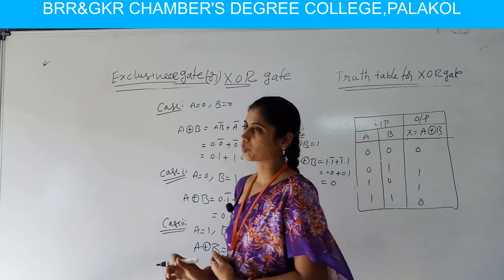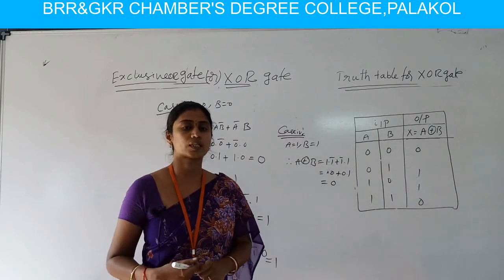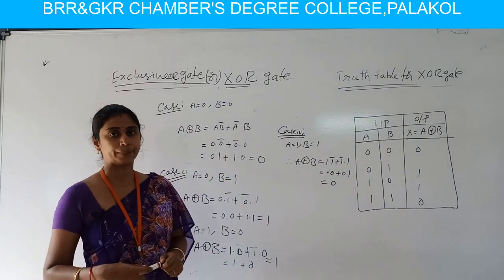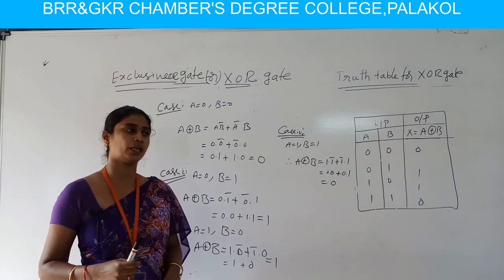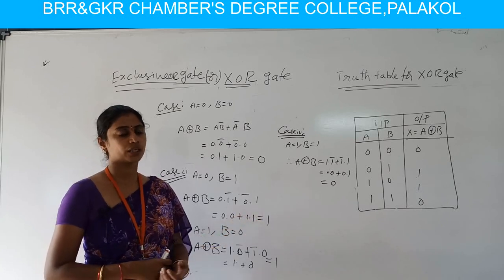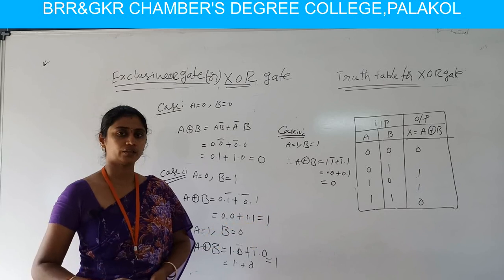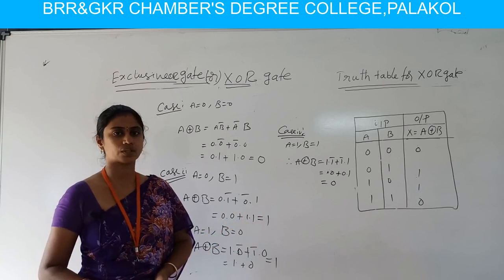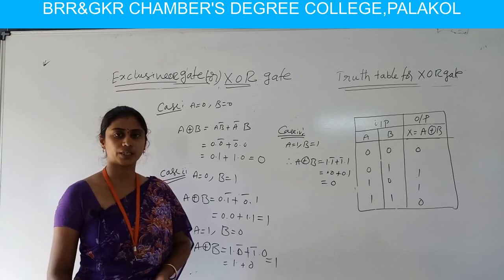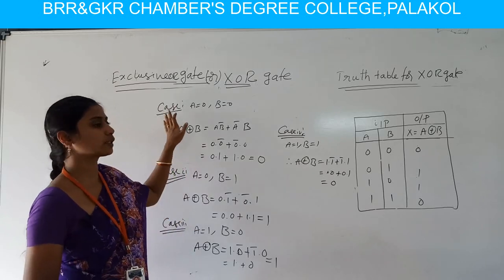From these expressions we conclude that in the exclusive OR gate, when only one of the inputs is high, the output is high. This is about the exclusive OR gate. With this exclusive OR gate we can construct a half adder and the remaining logical circuits also.